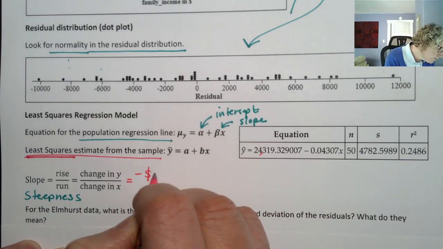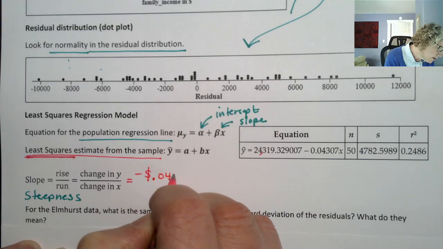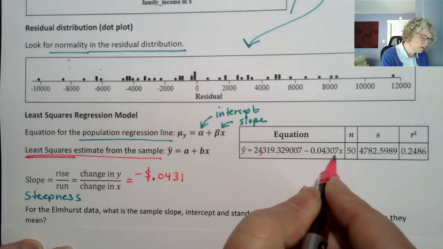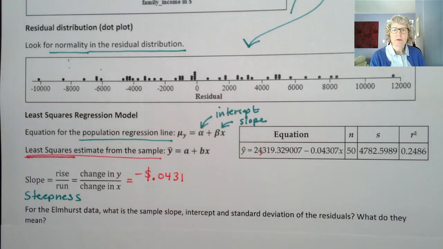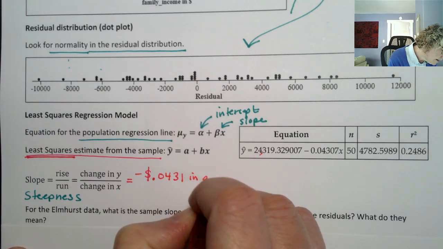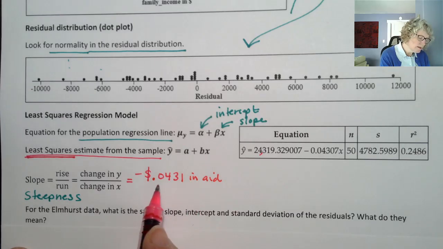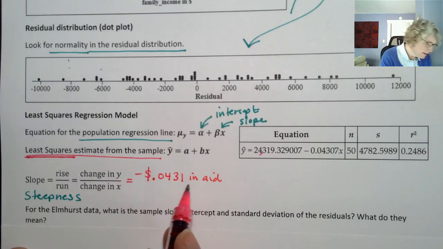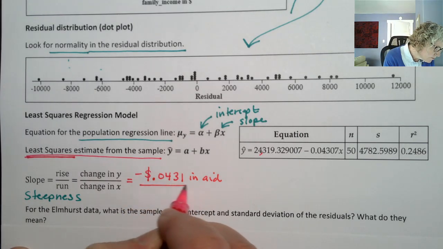The slope is the one with the x, negative 0.043. Negative 0.043. I'm just going to keep it to 4. Actually, they went out 5 to 0.0431 in aid. Okay, so this is dollars in aid. It's less than $1. So this is really cents in aid.